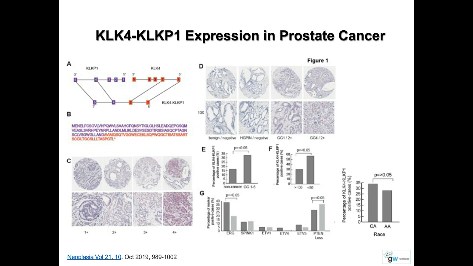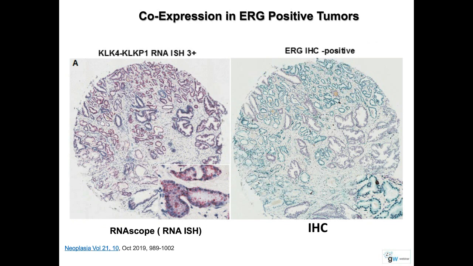We also looked at the racial disparity perspective, whether both African American and Caucasian patients show it, and we found there is an equal level of expression in both races. We found more cases among Caucasian patients, but the difference is not statistically significant. The next slide shows the concomitant expression of the KLK4 fusion in ERG positive tumors.